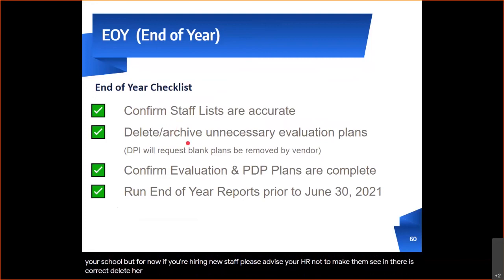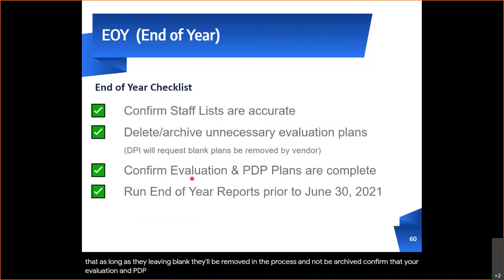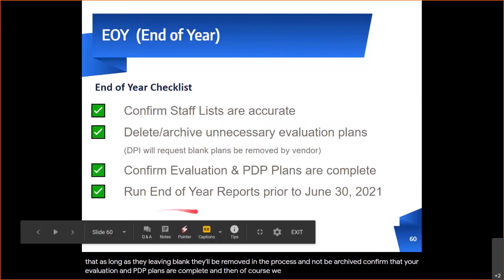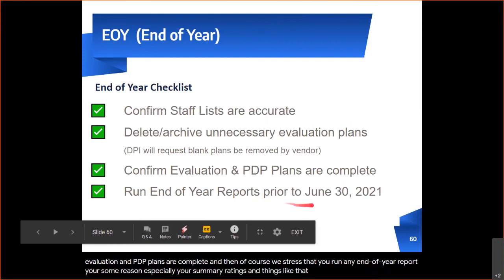Delete or archive any unnecessary evaluation plans. If there are extra plans out there that are blank, we really don't have a report for you to show that, but your users will see their blank plans, and as long as they leave them blank, they'll be removed in the process and not be archived. Confirm that your evaluation and PDP plans are complete. And then, of course, we stress that you run any end of year reports, your summaries, especially your summary ratings and things like that, prior to the end of June 30th, 2021.